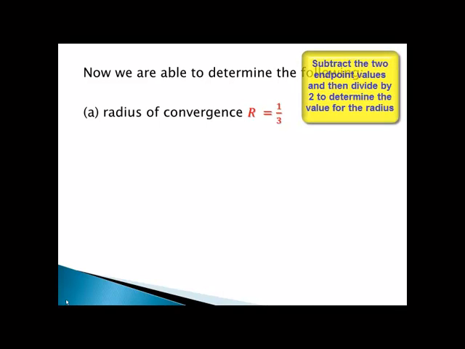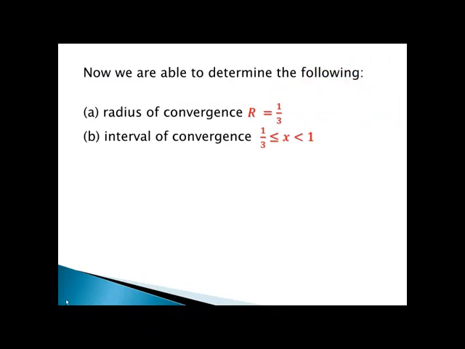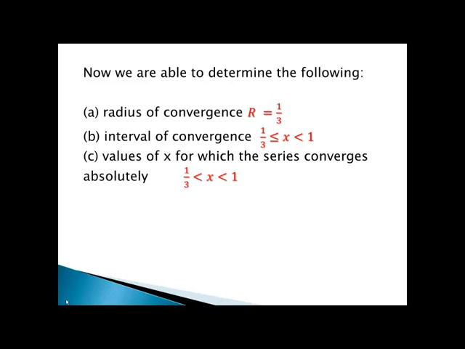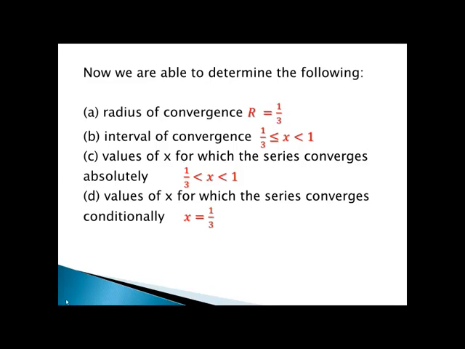I know that my radius of convergence is equal to 1/3. My interval of convergence is 1/3 less than or equal to x, which is strictly less than 1. I have less than or equal to in this interval because I picked up additional convergence at the endpoint 1/3. Values of x for which the series converges absolutely are between 1/3 and 1, points not included, and the values of x for which the series converges conditionally is x is equal to 1/3.